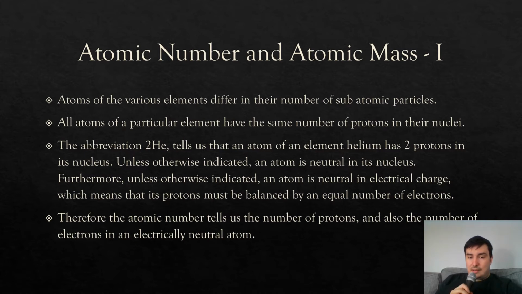Unless otherwise indicated, an atom is neutral in electrical charge, which means that its protons must be balanced by an equal number of electrons. Therefore, when we look at the atomic number, it tells us the number of protons and also the number of electrons in an electrically neutral atom.